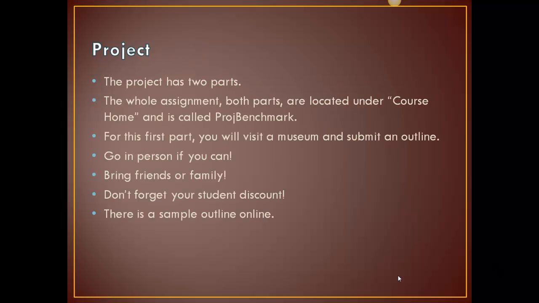Your project has two parts. You have the whole assignment, both parts, which are explained under Course Home, and it's called Proj Benchmark. You're going to be referring to this Proj Benchmark area again and again throughout your modules. For this first part, you're supposed to visit an art museum. So not a train museum, not a science museum. Make sure that it's a visual art museum.